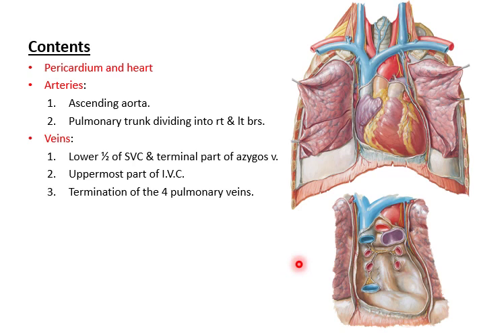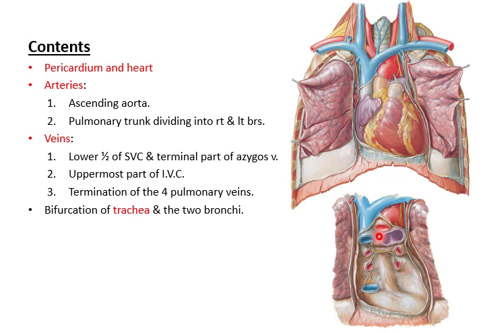We have veins as well. We have the lower half of the superior vena cava. The upper half lies in the superior mediastinum. The lower half lies in the middle mediastinum. And we have the uppermost end of the inferior vena cava, and we have these four pulmonary veins. You may wonder why they are colored red, because they carry oxygenated blood from the lung to the left atrium.